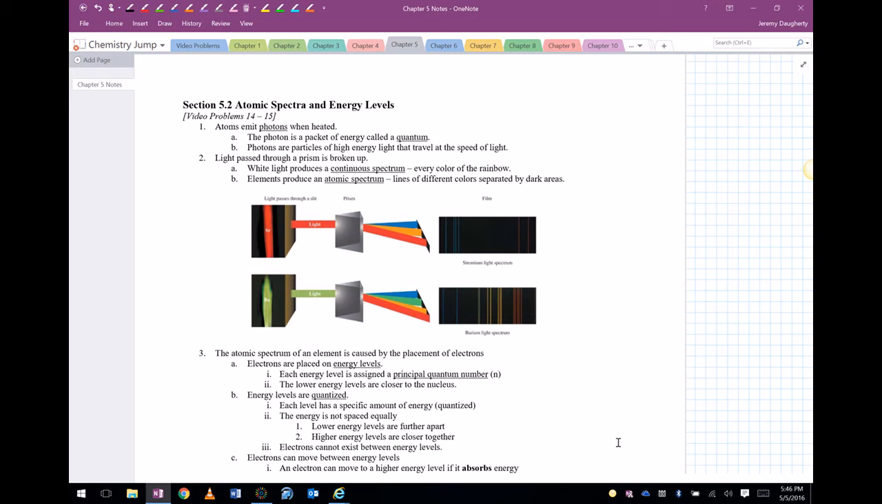Chapter 5 still, Section 5.2, Atomic Spectra and Energy Levels. After this video, make sure you go and look at the video problems for 14 and 15.